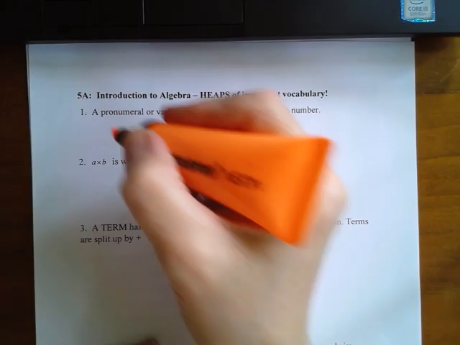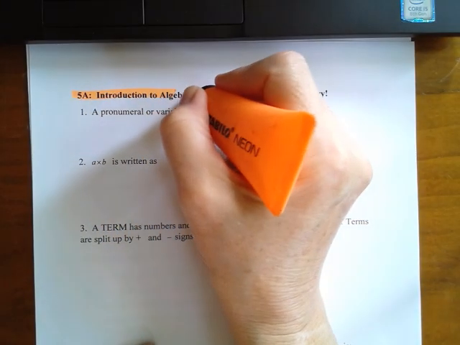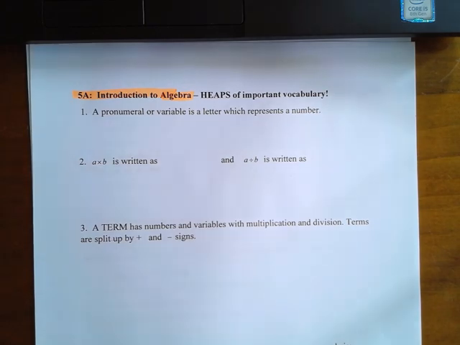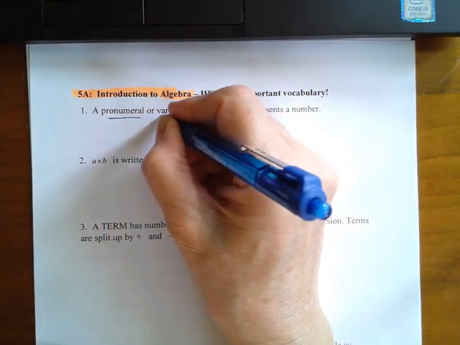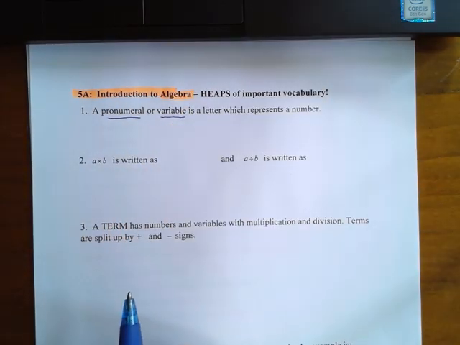Let's make sure we're really keyed in here. This is our introduction to algebra, which some of you know about already, but there's lots and lots of important vocabulary you might not know. So let's get that straight. A pronumeral or a variable, we can use either word, is a letter that represents a number.